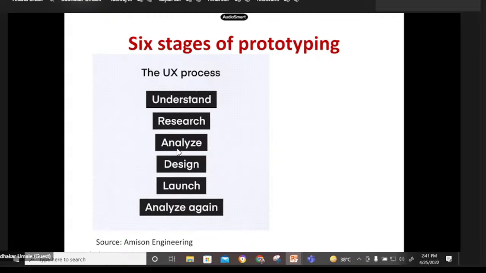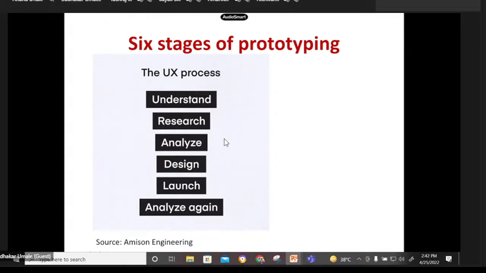We have the 6 stages of prototyping. These are the UX processes. UX here means user experience. So these are the processes. From these 6 processes, how do we break down the design process? I am asking you a question. How to break down the design process? This is the first work of the designer.